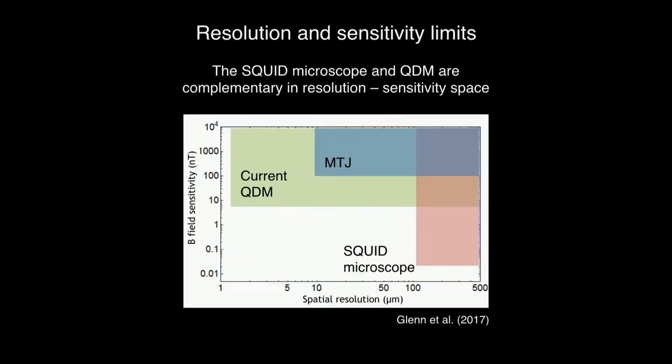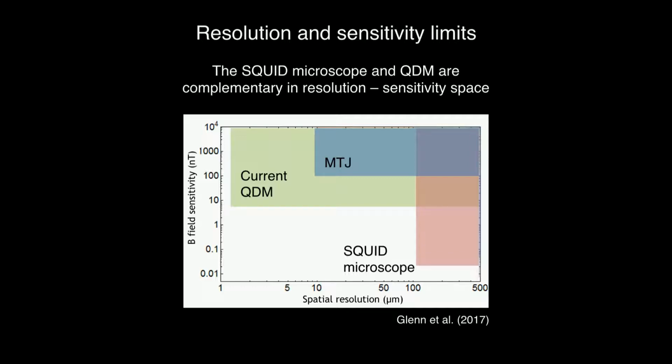Okay, so going back to which instruments should you actually use, if either or both. So this is kind of graphically summarizing what I presented a few slides ago. So the QDM right now has something like a few nanotesla DC field noise floor, 1 micron resolution. SQUID microscope is much more sensitive, less spatial resolution. So they kind of occupy different areas in this space here.